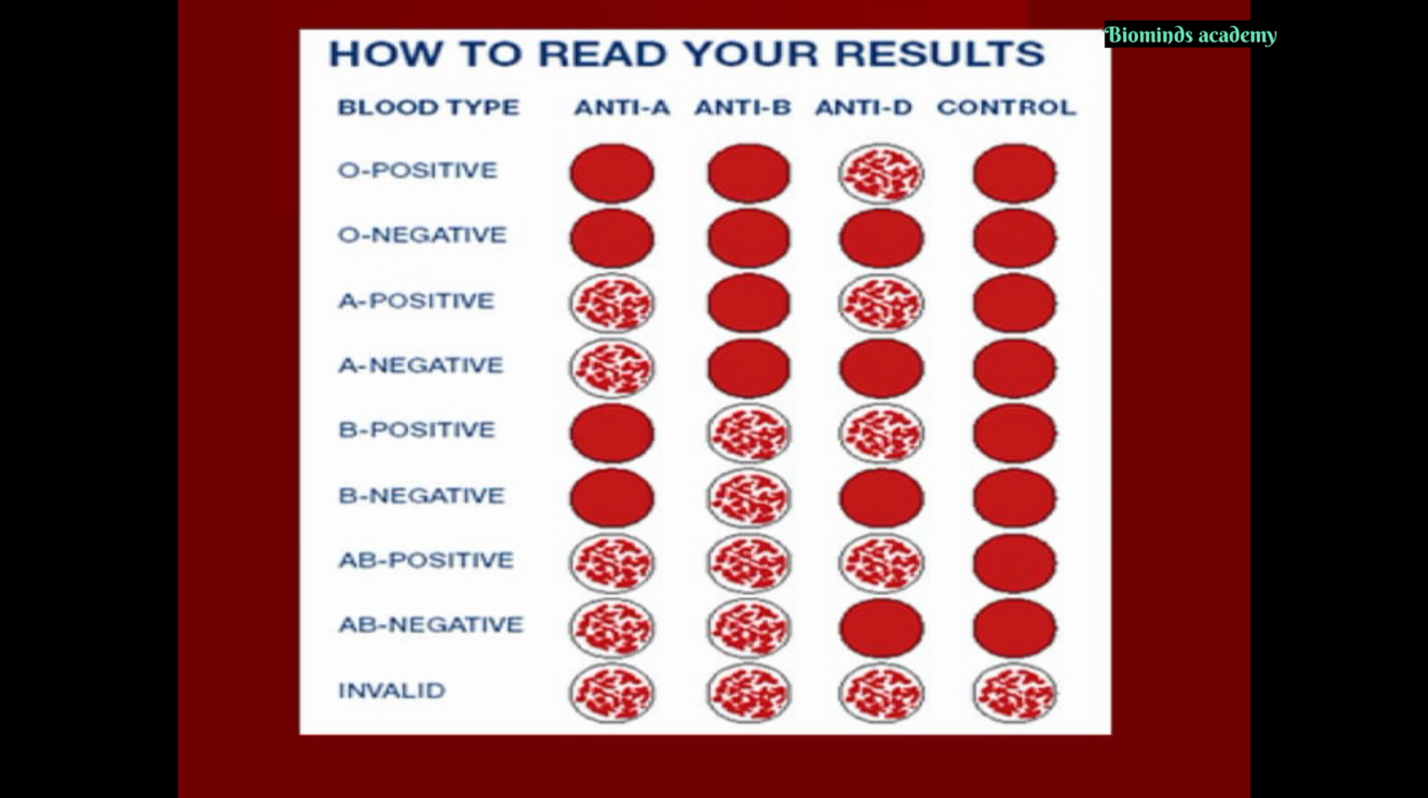Invalid means any combination where the control shows agglutination, or where results do not match a valid type. So agglutination indicates the presence of the corresponding antigen. For example, if the sample agglutinates with anti-A but not with anti-B, and does agglutinate with anti-D, the blood type is A positive. If it agglutinates with neither anti-A nor anti-B but does agglutinate with anti-D, the blood type is O positive.